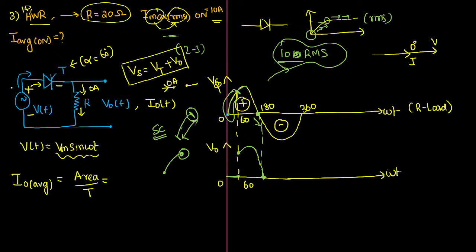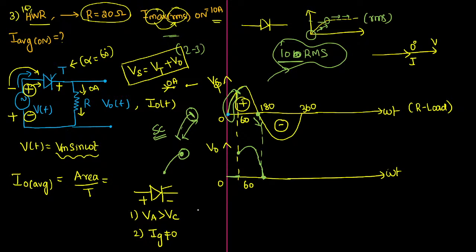When the supply polarity is reversed, this plus will become minus and this minus will become plus. Polarities get reversed. So across the anode we will have negative voltage, and across the cathode we will have positive voltage. In order to turn on the SCR, we need two conditions. One is that the anode voltage must be greater than the cathode voltage, that is, positive voltage across the anode. The second is that we have to apply sufficient gate current; gate current must not be equal to 0. The moment we inject the gate current, the thyristor will be turned on. So these two conditions are mandatory.